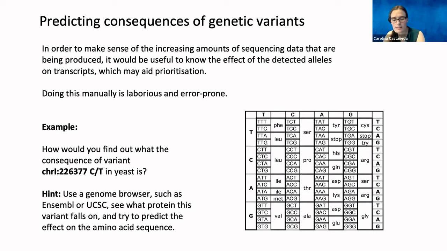Well, in this case, to solve this, you would have to use a genome browser like Ensembl or the UCSC genome browser and see what proteins are encoded on that region and where the variant falls, and then try to predict the effect on the amino acid sequence from this change of bases. So you would have to look at whether this base results in a different amino acid in the protein.